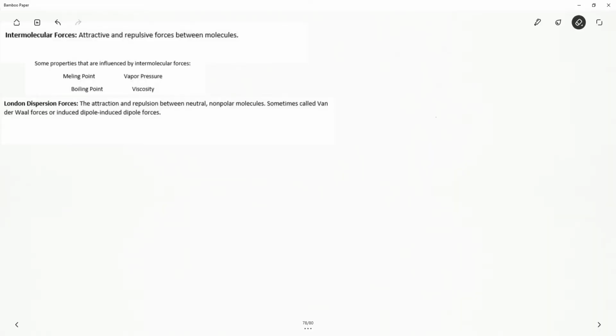The first thing I want to do is define intermolecular forces. And these are the attractive and repulsive forces that occur between molecules. Now, intermolecular forces can affect a variety of physical properties. Melting point, boiling point, vapor pressure, viscosity. These are just some of the properties that can be affected by intermolecular forces.